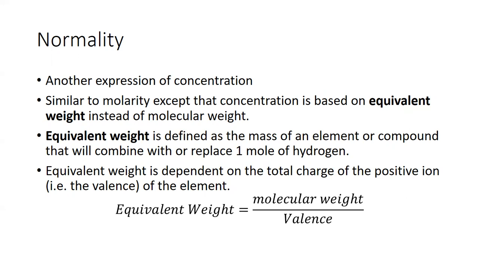And you're probably like, what is equivalent weight? Equivalent weight is defined as the mass of an element or compound that will combine with or replace 1 mole of hydrogen. So basically it's making everything equivalent to hydrogen. The equivalent weight is dependent on the total charge of the ion or the valence of the element. Your equivalent weight is your molecular weight divided by the valence. For example, sodium has a single charge, so it has a valence of 1, whereas calcium has a charge of 2+, so it has a valence of 2, because 2 hydrogens would be needed to replace 1 calcium in terms of charge.